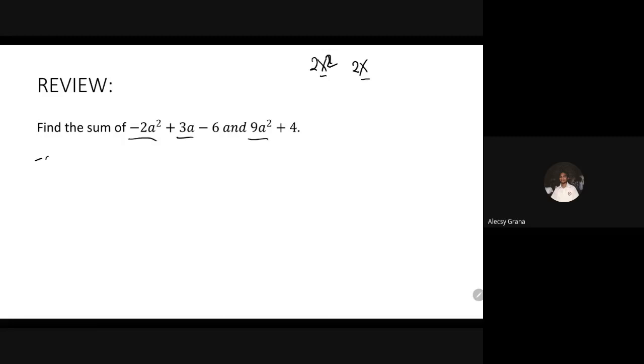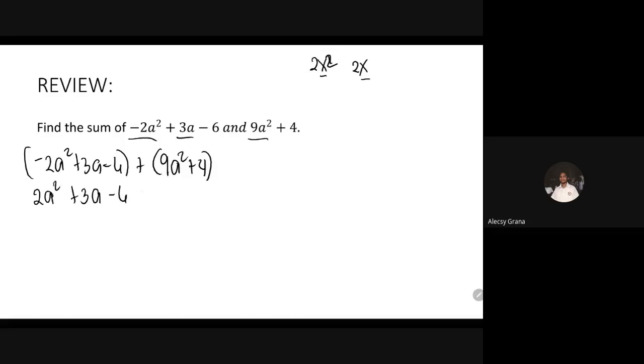So there are two ways how to solve this. You can do it this way. Do not forget to put parentheses. Later on, you will realize what's the importance of putting a parenthesis. So we have 2a squared plus 3a minus 6 plus 9a squared plus 4. Notice na the same sila ng literal coefficient. So ang pakikialaman lamang natin, it's only the numerical coefficient 2 and 9.